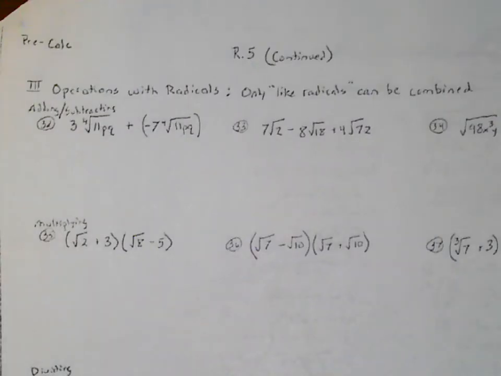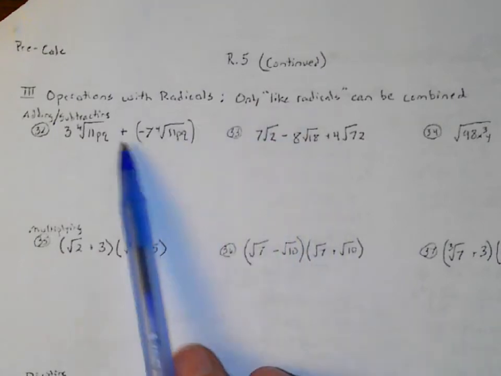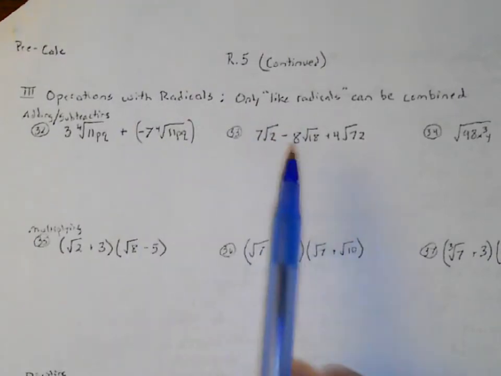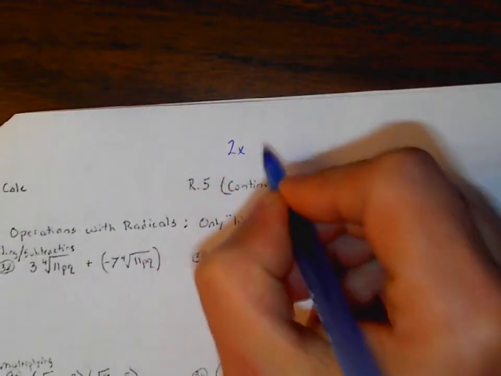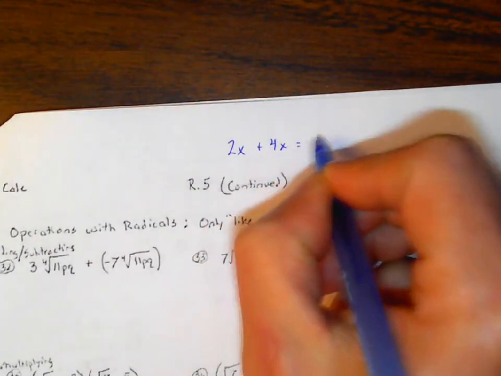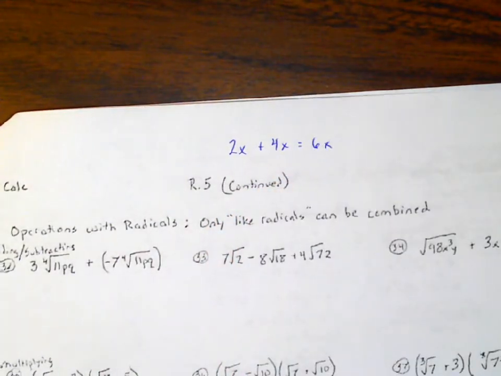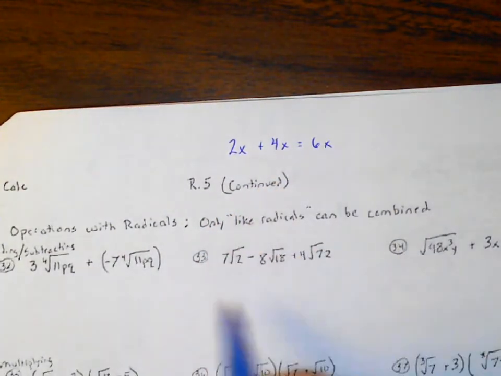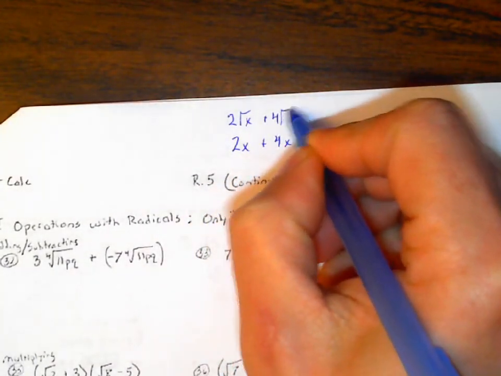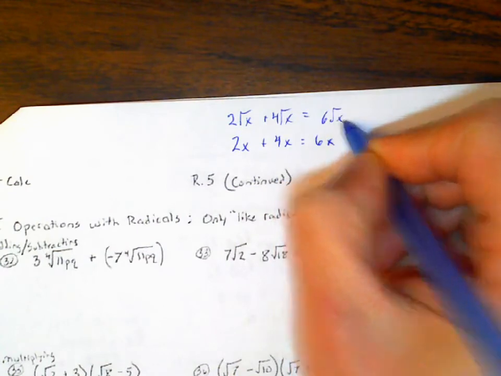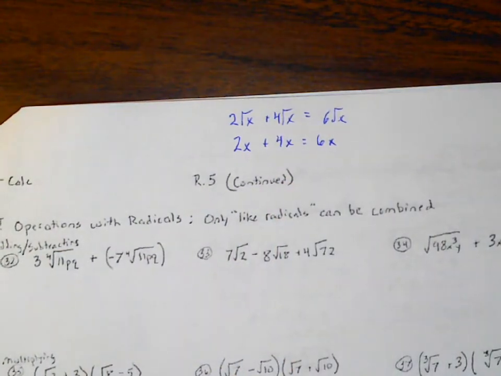As we do operations with radicals, we can only add and subtract like radicals. So these are not alike. That's a square root of 2, that's a square root of 18. It's sort of like if I add 2x's and 4x's together, I get 6x's, right? I can add those together because they're both x's. So it's the same idea here. If I have 2 square root of x plus 4 square root of x, I have 6 square root of x. So they have to be alike to be able to add or subtract them.